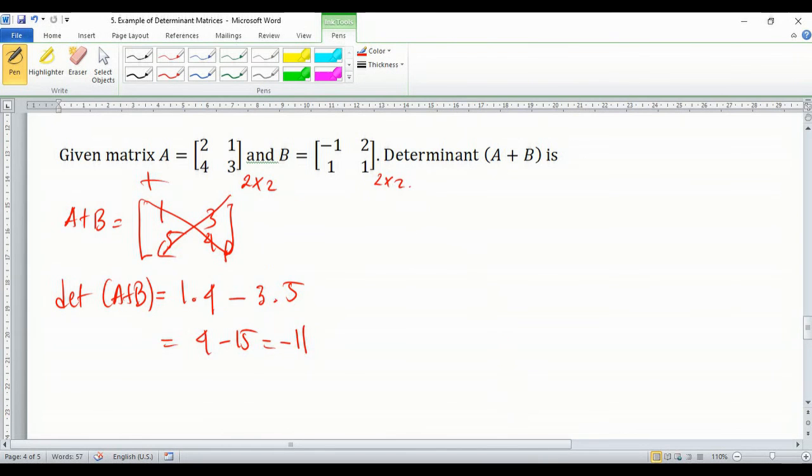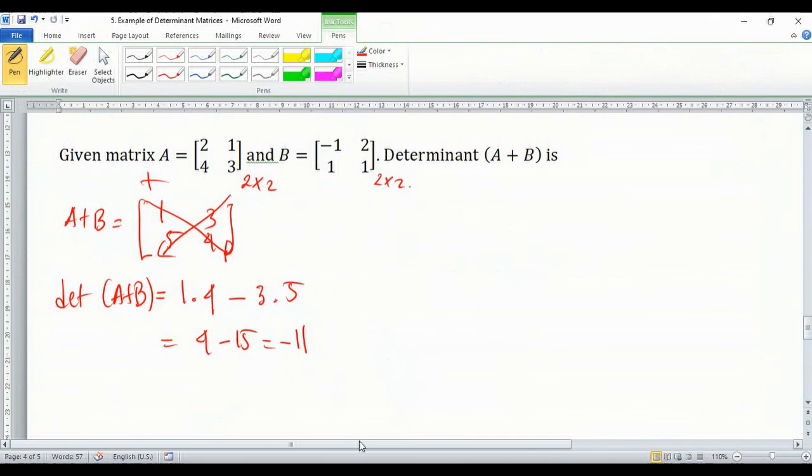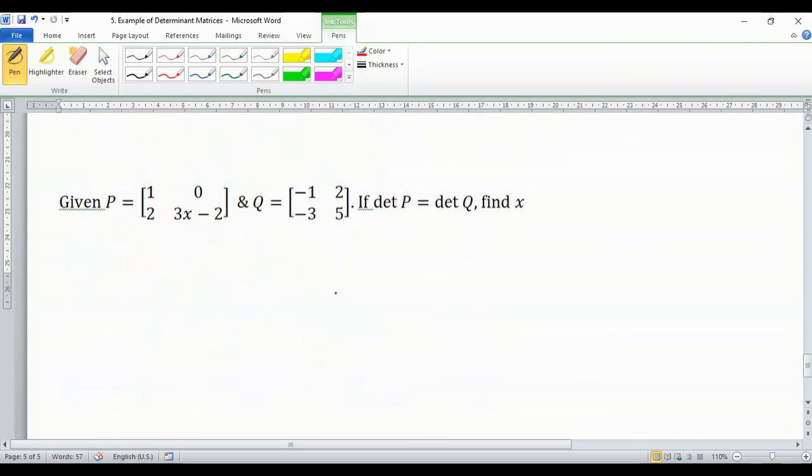So look at these properties first. We can find the determinant of A plus B in the manual way, like this, everyone. I hope you understand about this one. So let's jump to another example.